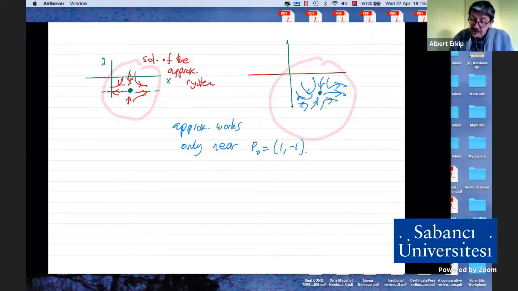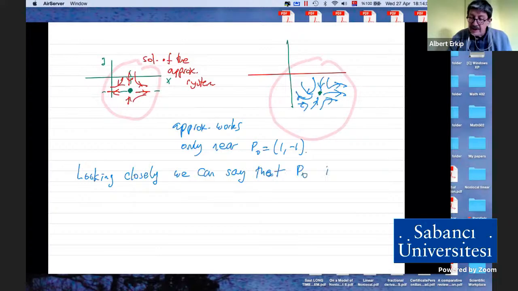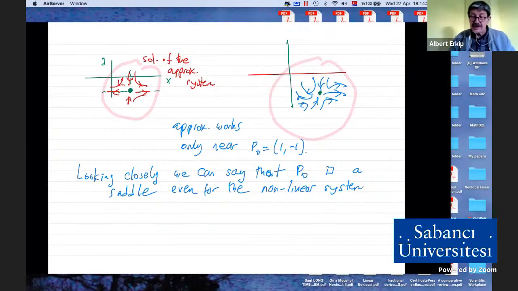Now, if you look at it closely, we can say that P0 is a saddle, even for the nonlinear system. Because you see, it has all the characteristics of the saddle. These two pictures are similar. One is a distortion of the other.